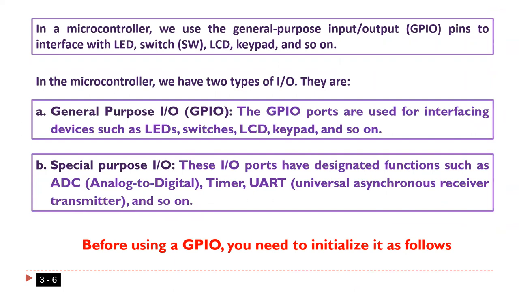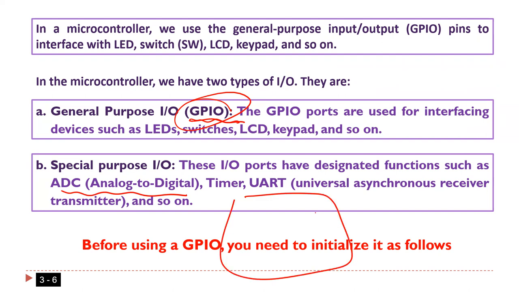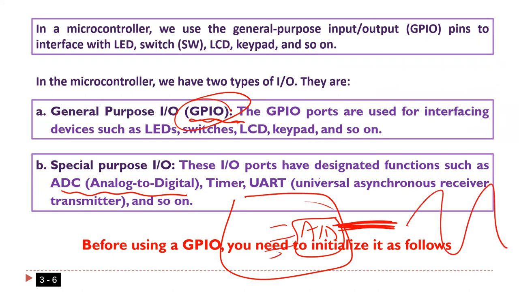So here I'm gonna focus on general purpose ports. You can tell from the English name, general purpose. General purpose means you can connect whatever device you wanna connect, okay? We have some input output, but they are for a special purpose. Like for example, you have analog to digital. So inside the chip itself, you have analog to digital, and then you have one pin here.